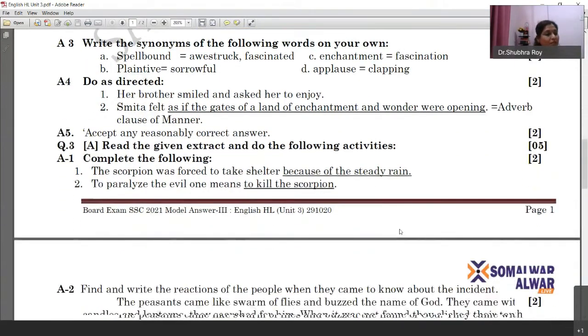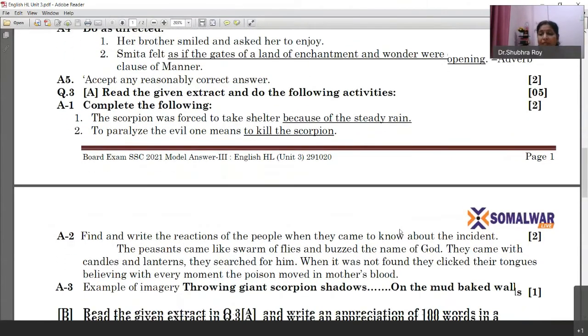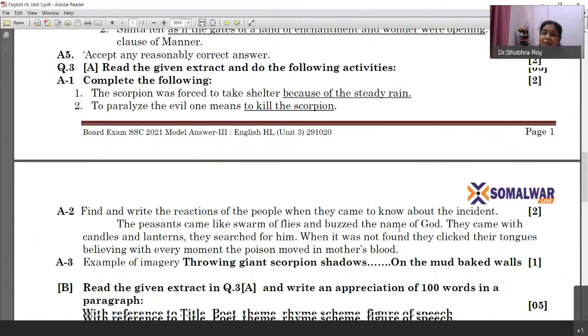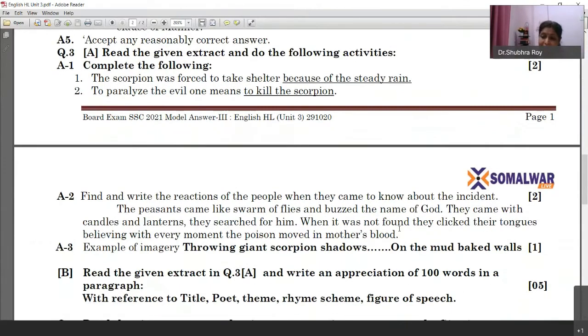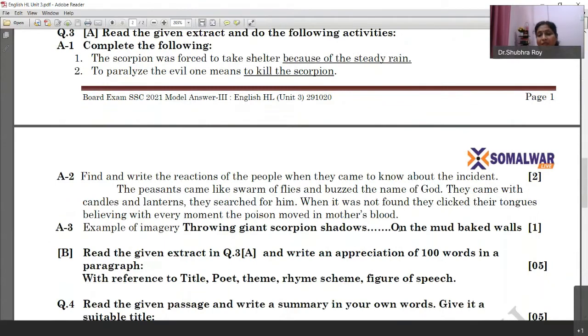The next question, activity 2, says, find and write the reactions of people when they came to know about the incident. So this can be an interpretative question. Although I have given you a model answer, your answer may be a little different from mine, yet it could be right. So the peasants came like a swarm of flies and buzzed the name of God. They came with their candles and lanterns. They searched for him. When it was not found, they clicked their tongues, believing with every moment the poison moved in mother's blood. So this is the answer that I have given.